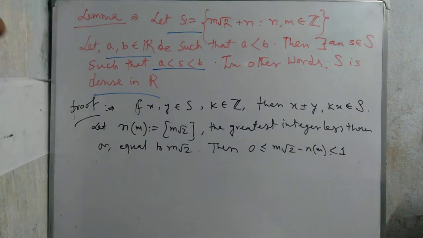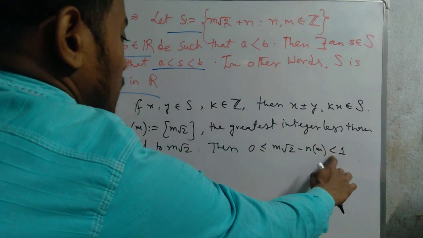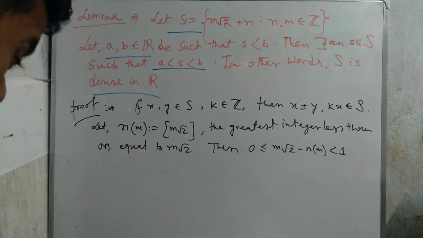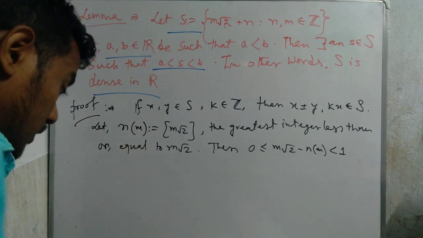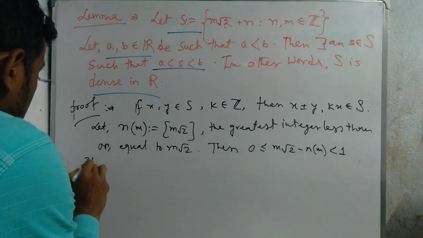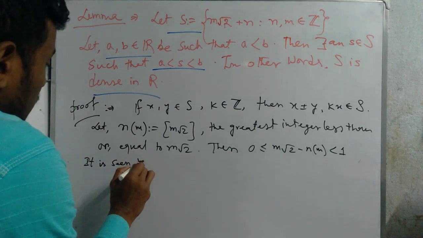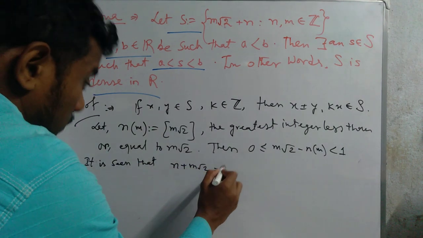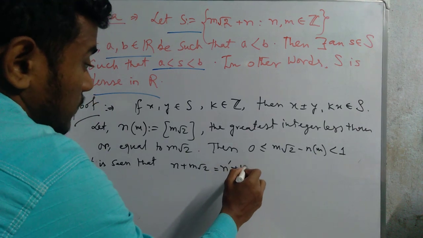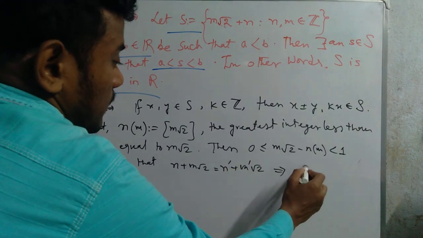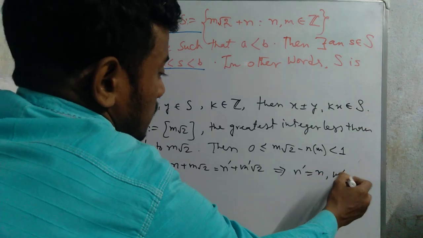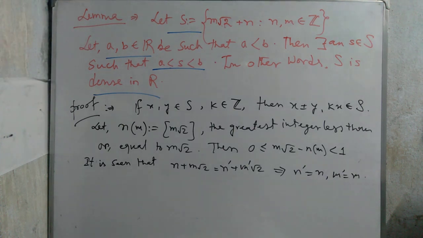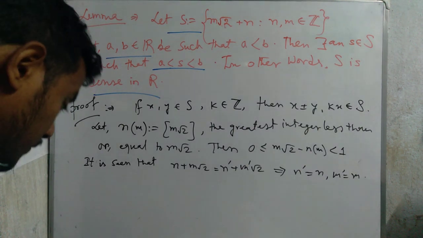Now we're going to go further and see about that. It is saying that n plus m root 2 equals n dash plus m dash root 2. This implies that n dash equals n and m dash equals m.